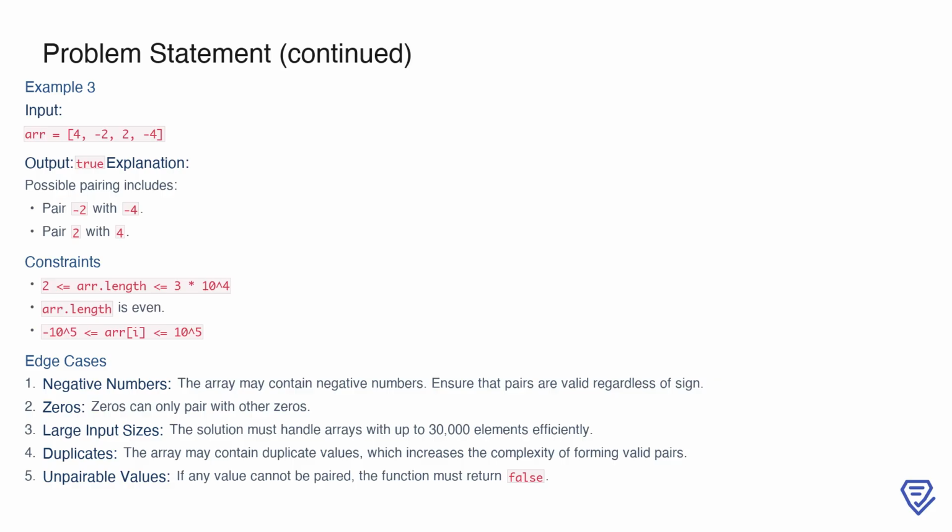Moving on to the constraints, the array length can range from 2 to 30,000, and it will always be even. Additionally, the array elements can range from -100,000 to 100,000. Some important edge cases to consider include handling negative numbers, ensuring zeros are only paired with other zeros, and efficiently processing very large arrays. Duplicate values in the array can also make pairing trickier, and if any value cannot be paired, the function must return false. These constraints and edge cases highlight the importance of designing an efficient and robust solution for this problem.